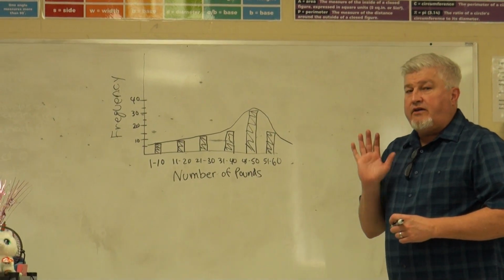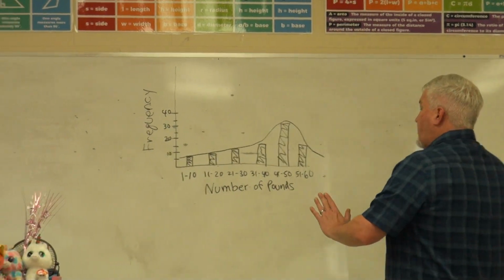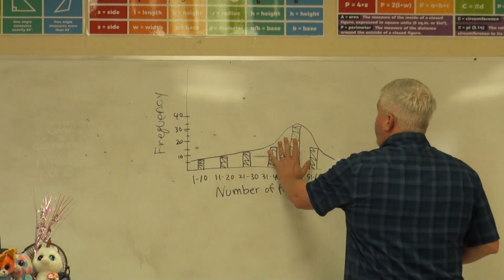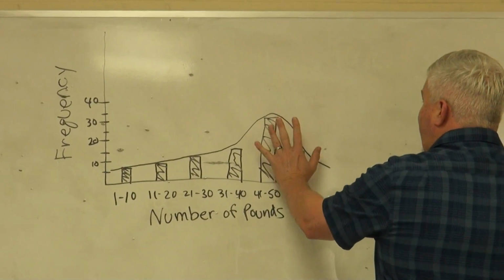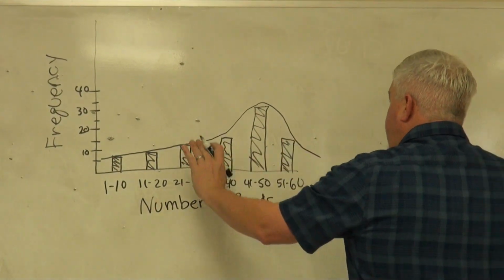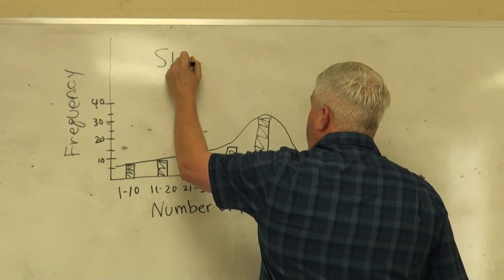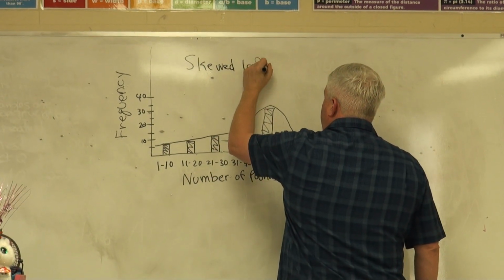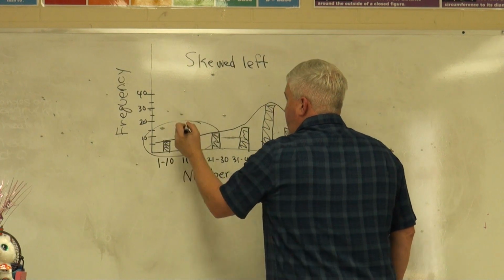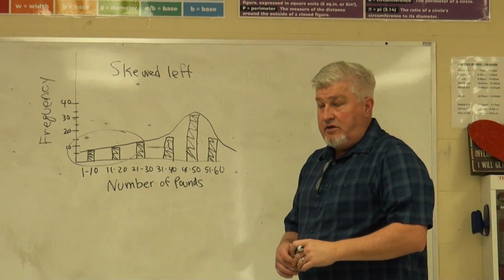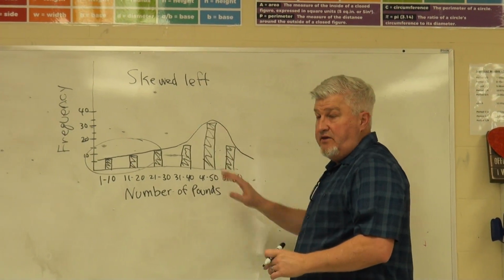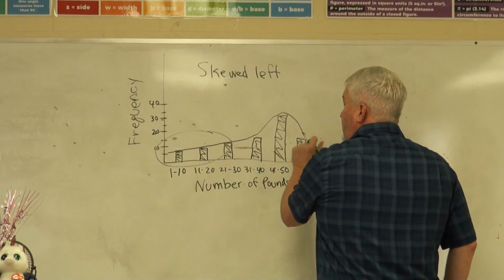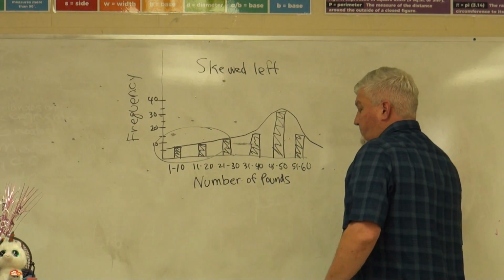I'm hoping you can clearly see that the majority of the data is slid over here to the right-hand side. That means that this is skewed left. Remember, the tail is what determines the skew, not the data majority. So this is skewed to the left. All right?